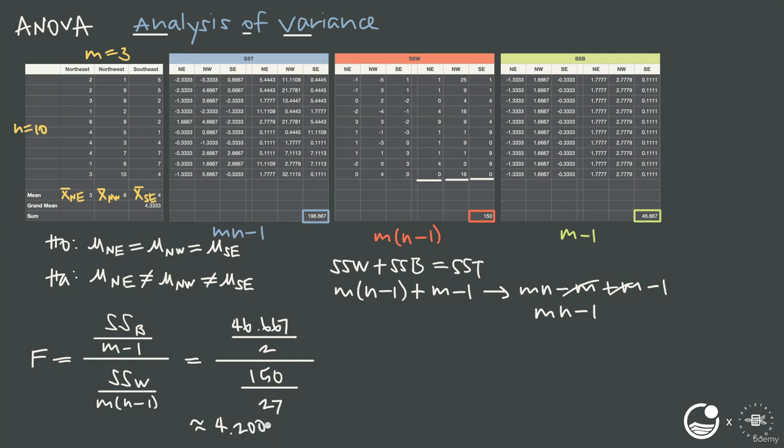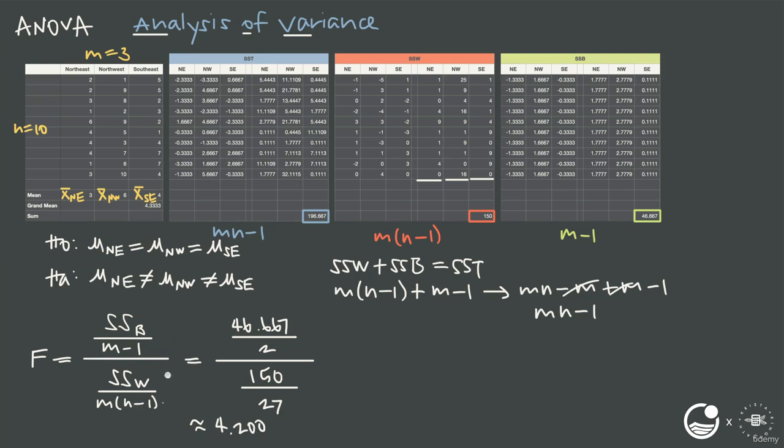And when we use a calculator to find this value, we get approximately 4.200. So what we have here with this F statistic is actually a ratio of chi-squared distributions. We talked about chi-squared tests before. The numerator of our F statistic formula is actually a chi-squared distribution with m minus 1 degrees of freedom, and the denominator is actually a chi-squared distribution with m times n minus 1 degrees of freedom, which means that the F distribution is just a ratio of two chi-squared distributions.